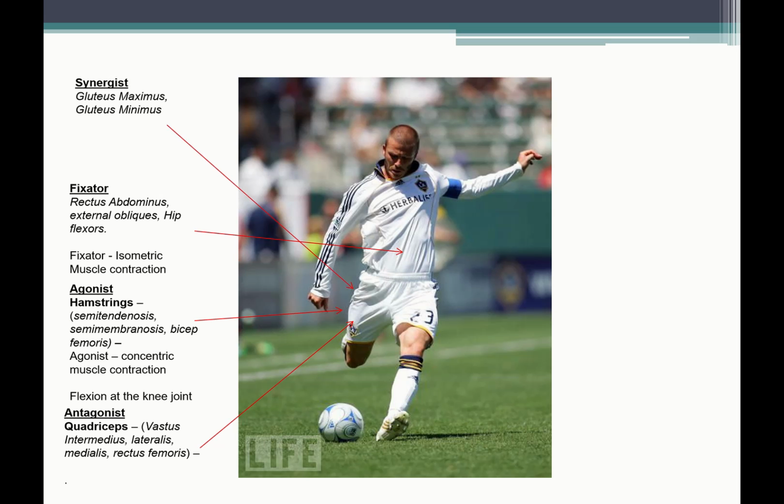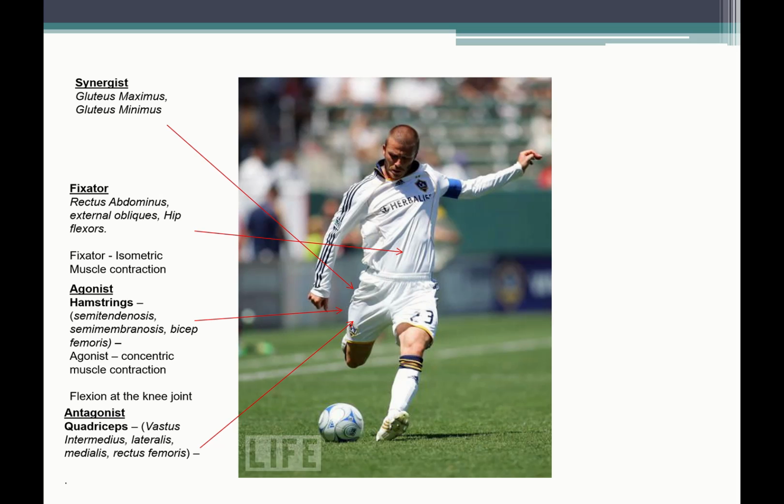And then lastly, the synergist, so helping the hamstrings in order to flex the knee. We're talking about here the gluteus maximus and the gluteus minimus. So these muscles are aiding him to bend his knee and also to create that force potential which is going to be transferred into the ball.